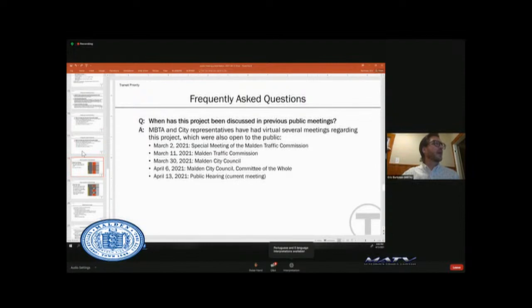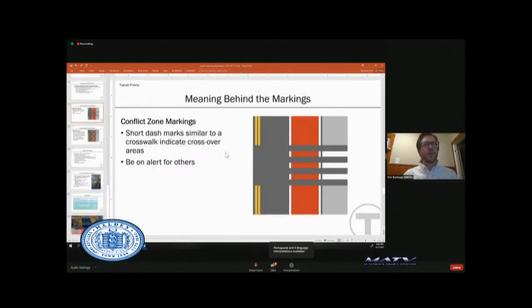And then also another frequently asked question is what do the markings mean? So these narrow markings, I think of it as like a crosswalk kind of, alerts the driver that you're crossing over a lane that is going to be used by a bus. And so as you're crossing over this, just remember, you shouldn't be blocking this area and you should be looking for other users of the space like the bus.